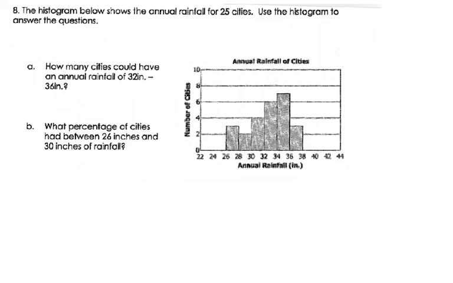All right, and then we also talked about histograms. So if you look at this histogram, let's answer these questions really quickly. How many cities could have an annual rainfall between 32 and 36? That's 6 and 7. If I add those 2 together, I get 13.